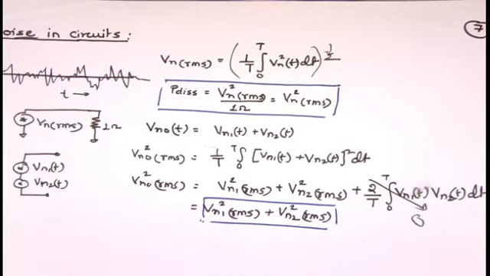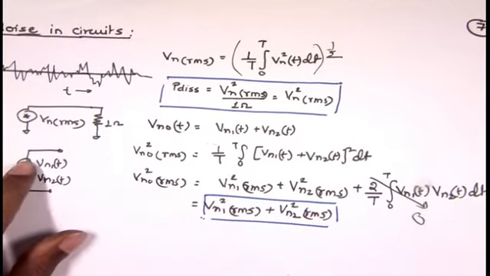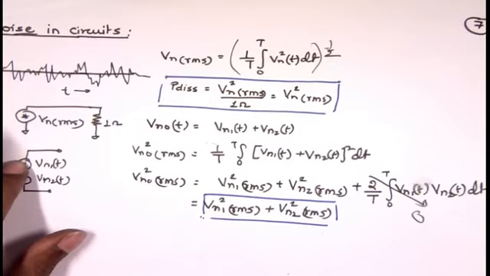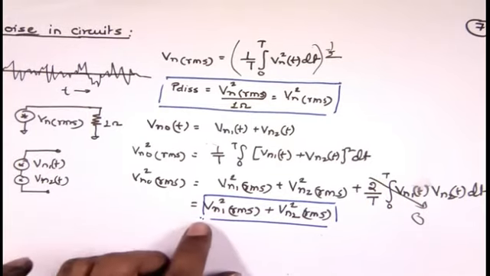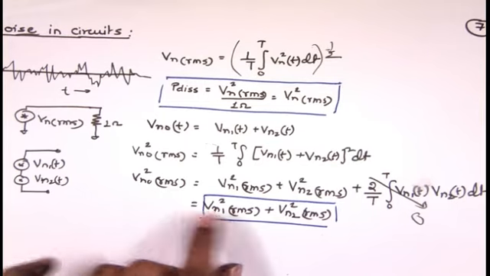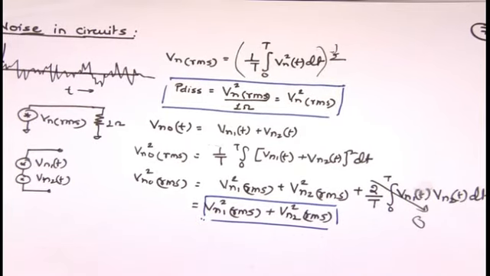So in order to add the effect of two completely independent noise sources, we need to add the mean square values of those noise sources, rather than adding the noise amplitudes. So if we have been given that the RMS value of one source is Vn1, the RMS value of another source is Vn2, and these two sources are completely independent, the RMS value of the combined source will be root under Vn1 square plus Vn2 square. This is what we have to take care of when we are combining the noise of different uncorrelated sources in a circuit.